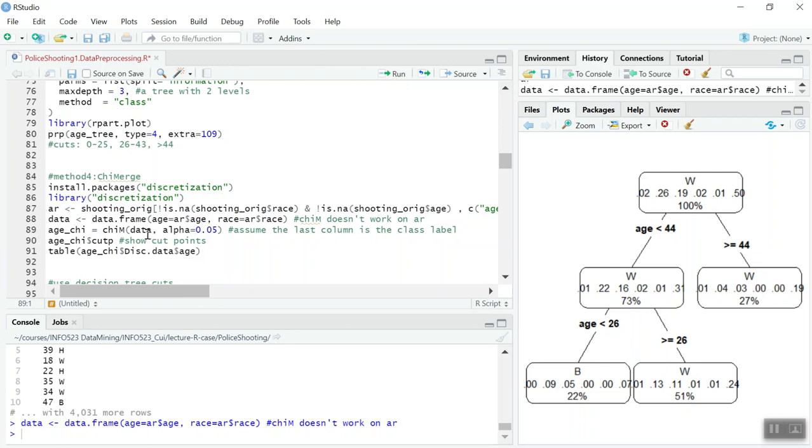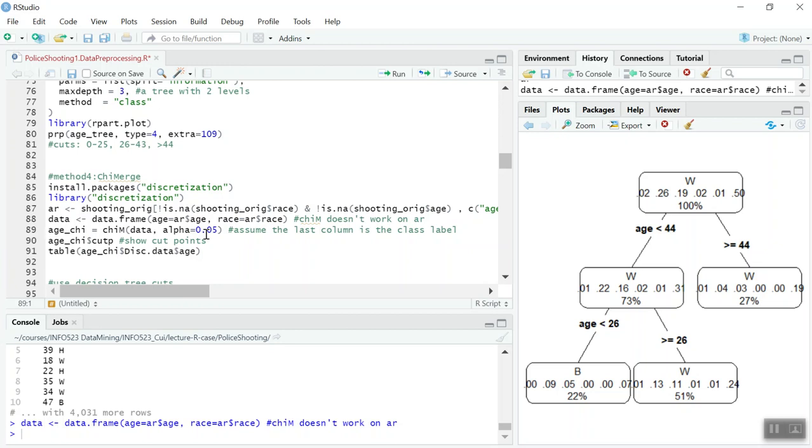And here I can run chi-merge. I give the significance level. Remember, 0 point... chi-merge does lots of chi-square tests, and it needs a significance level to decide whether the interval and the class label are correlated.